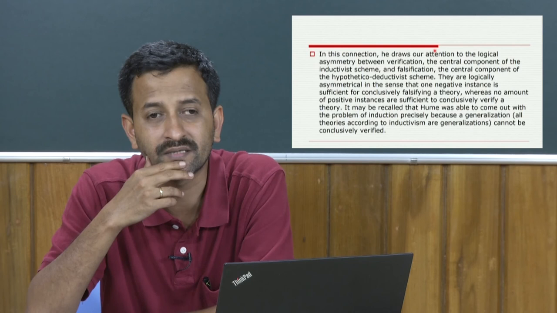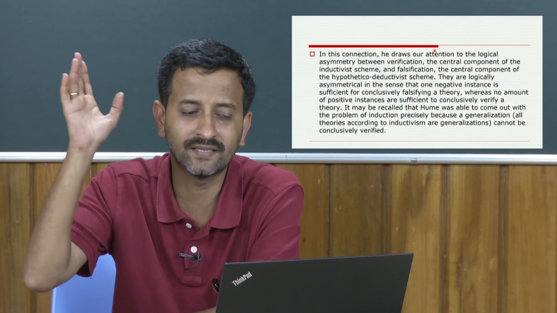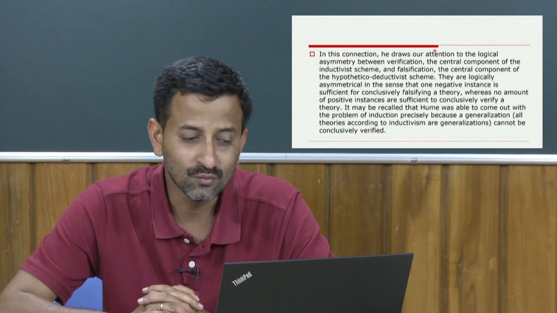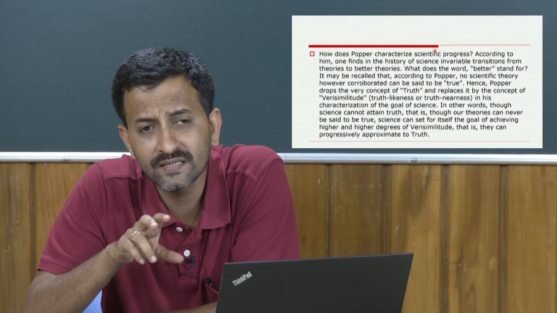Whereas, in the context of the hypothetical deductive model, only one negative instance is sufficient for conclusively falsifying a theory. In this context, it may be recalled that Hume was able to come out with the problem of induction precisely because all theories, according to inductivism, are generalizations. A generalization cannot be conclusively verified. That is important.